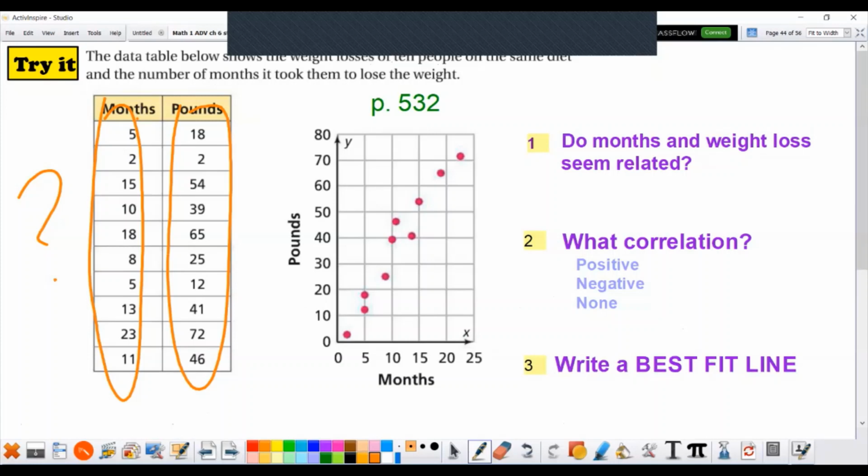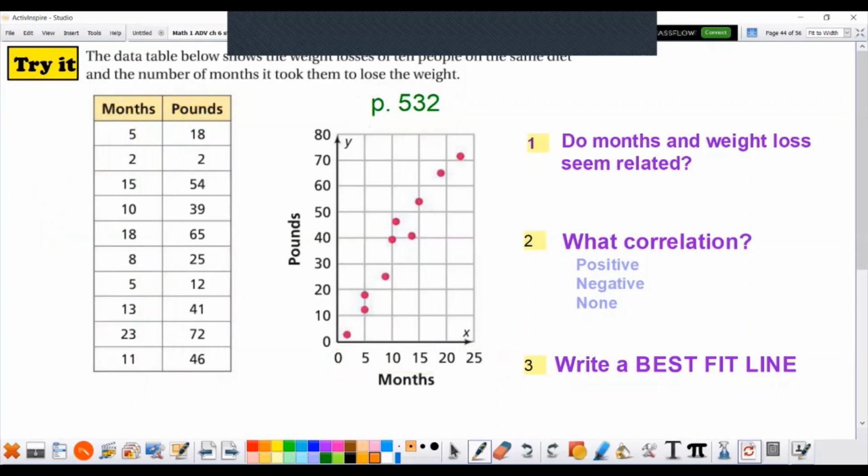So we put them in a graph over here. Here's the months. Notice we counted nice and even, never skip numbers, 5, 10, 15, 20. And over here, we took this data. So kind of like this first person, 5 and 18. 5 and 18, they're right there. Notice we counted nice and even, 10, 20, 30, 40, 50. This person, 2 and 2, well, there's 2 months, 2 and 2.